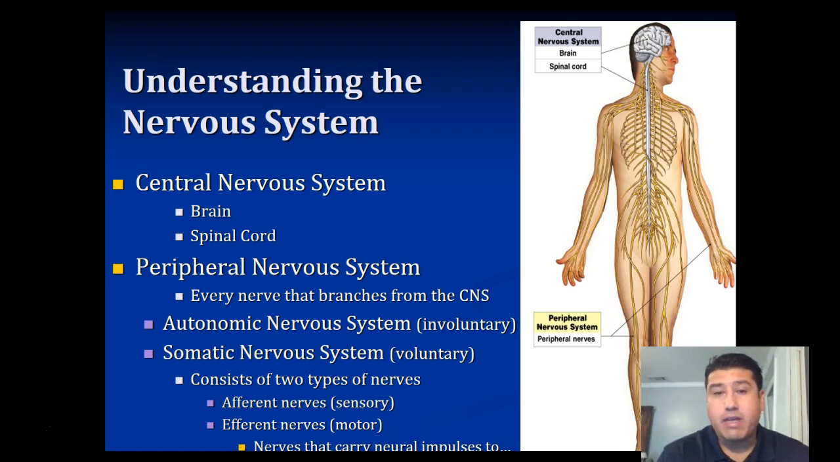The basic breakdown of the nervous system is two components: the central nervous system and the peripheral nervous system. The central nervous system is composed of the brain and spinal cord. Seems very simple, but I assure you it's probably the most complex system of the nervous system. The brain itself takes years of graduate study to really start to develop an understanding of what's going on with the brain and how it works.